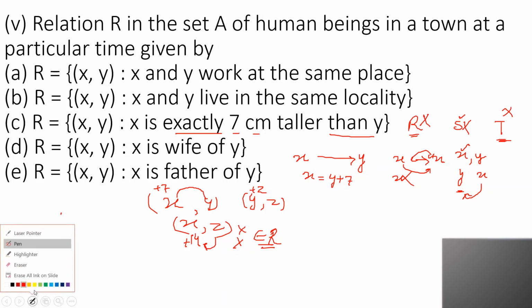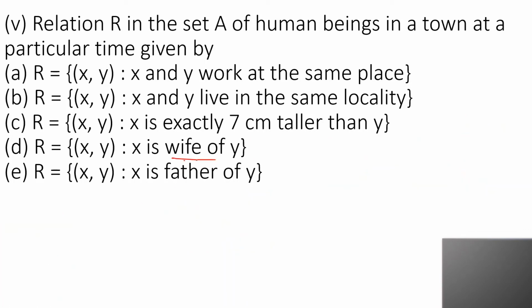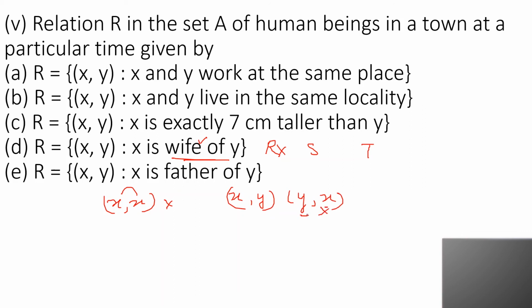Next is a very important part: wife of. We will check it for reflexive, symmetric and transitive. X is the wife of y. Can we say that x herself is the wife of herself? No, this is not true. Therefore, this is not reflexive. Symmetric. If x is the wife of y, can we say that y is the wife of x? No, y is the husband. Therefore, it does not belong to the given relation. It means this is not symmetric.